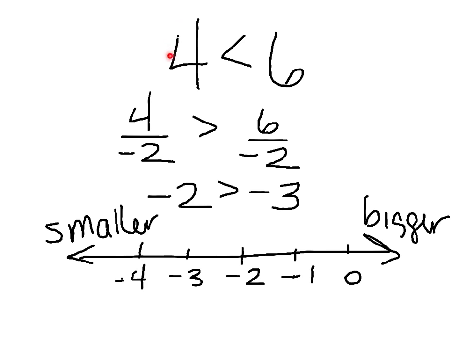Another example. Again, 4 is less than 6. Yes, what's new? Now let's divide both sides by a negative number. We flip the inequality. It went from less than to greater than. 4 divided by negative 2 is negative 2. 6 divided by negative 2 is negative 3. Our inequality switched because negative 2 is bigger than negative 3. And if you look at the number line, this is closer to 0, so it's bigger. This is further away, it's smaller.